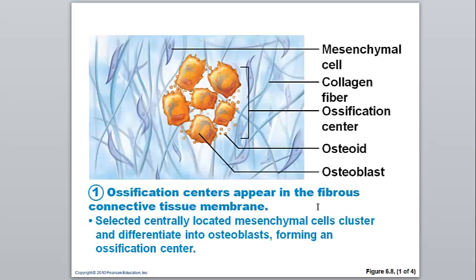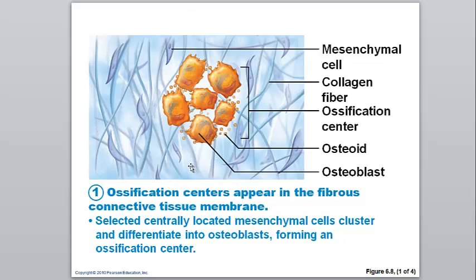Let's start with the intramembranous ossification. This is what happens in your flat bones, like your clavicle, like your skull or sternum. All those are flat bones. First and foremost, you have the fibrous cartilage. So this blue stuff that you're seeing all around is fibrous cartilage.